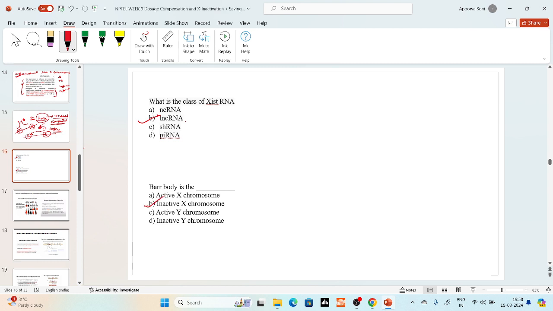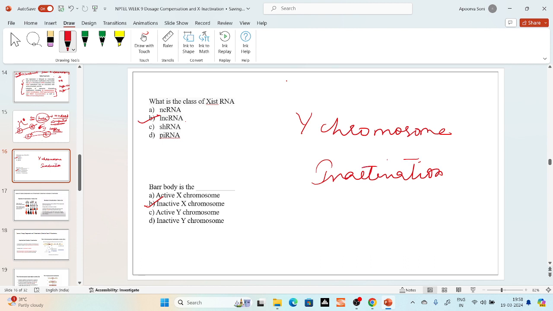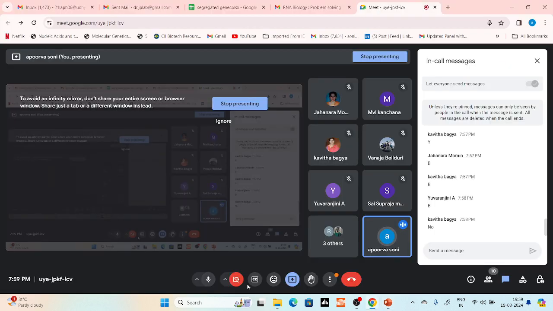So one very basic question that I want to ask is, is there any need for Y chromosome inactivation also? Do you think that there is a need for Y chromosome inactivation? Yes or no? No. So why is there no need for Y chromosome inactivation?